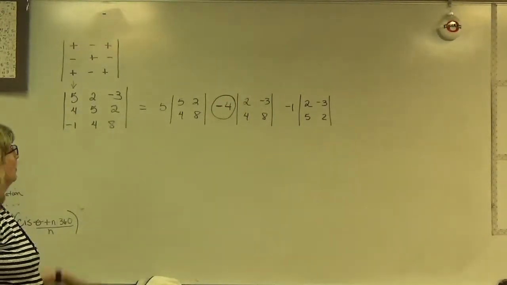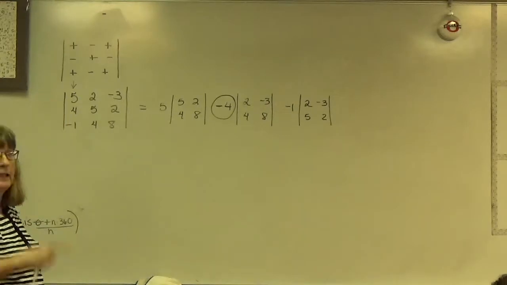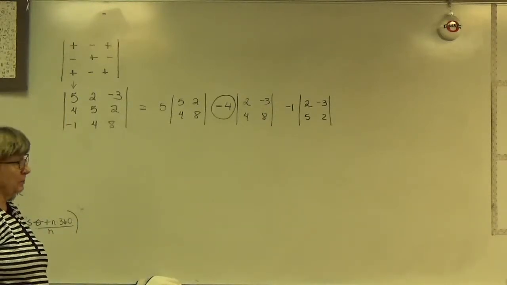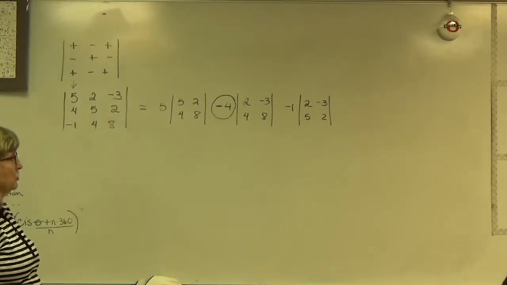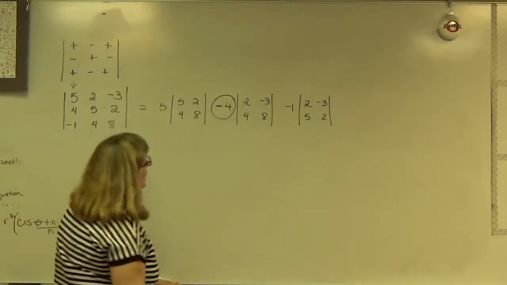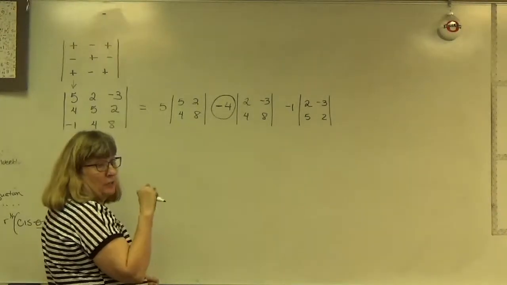You're going to change a sign no matter what row or column you choose, at least one. Depending on what you pick, you may change two. But I always circle, that way I know I've changed the minimal number there. Now we're ready to evaluate the 2 by 2s.